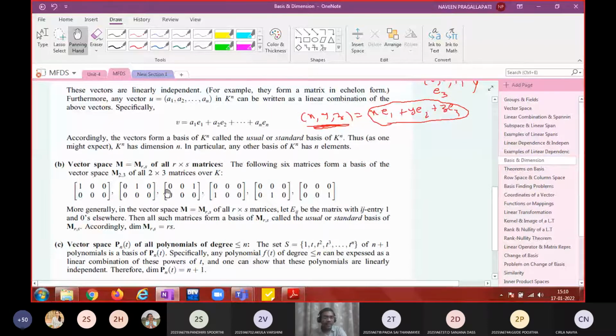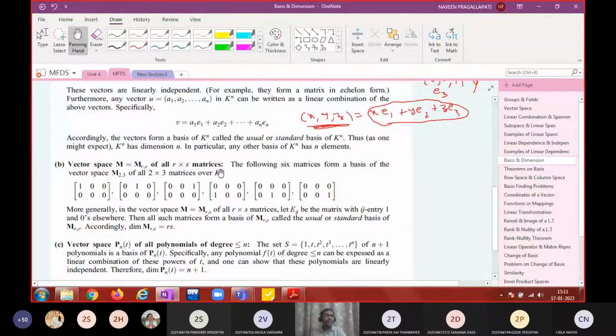If you take its basis, the basis vectors are like this: 1 0 0 0 1 0 0 0 1, where the non-zero element is moving. So you take any element of order 2 by 3, and it can be expressed as a linear combination of only these 6 vectors. Therefore, these 6 vectors form a basis for the set of matrices of order R by S. What is the dimension of the space of R by S matrices?